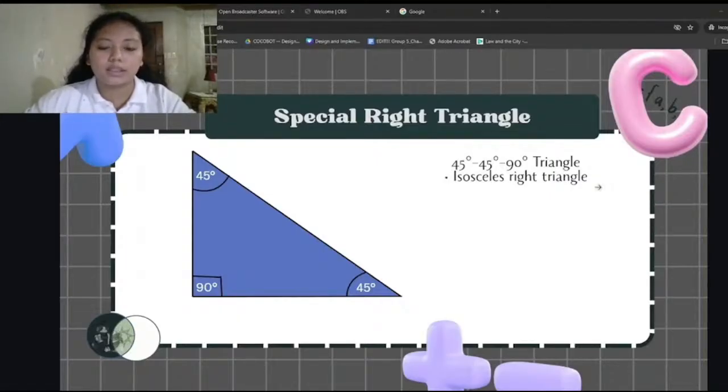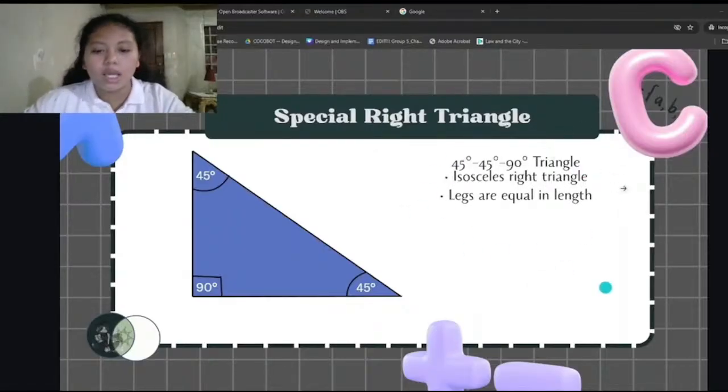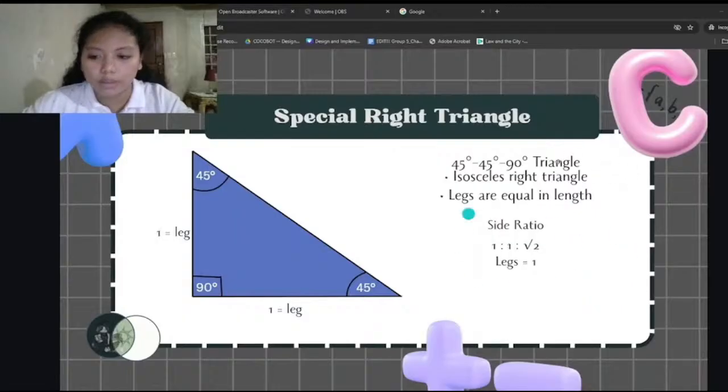Now let's check the side ratios. This 45-45-90 special right triangle has two equal angles, so the sides opposite them are also equal. If each leg has a length of 1, the hypotenuse is square root 2.